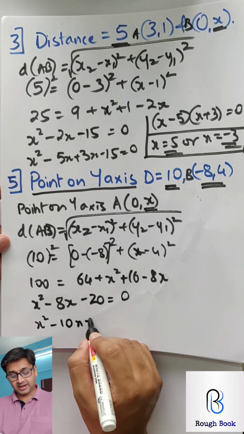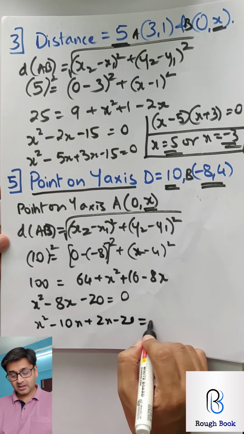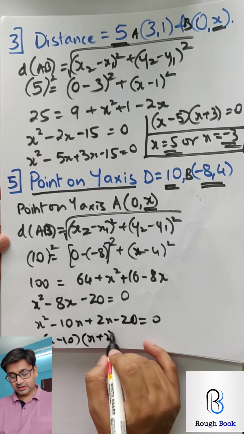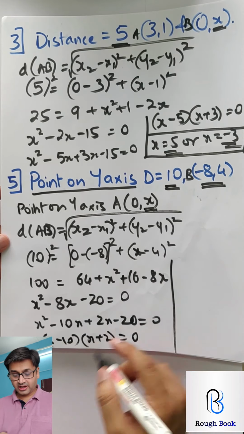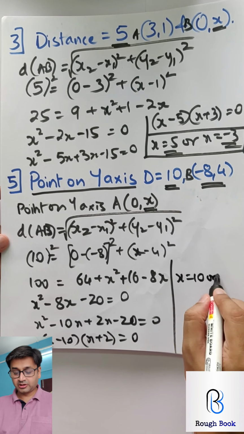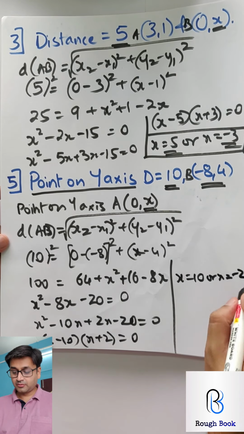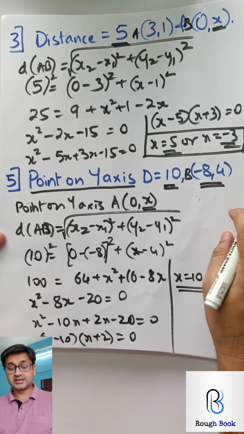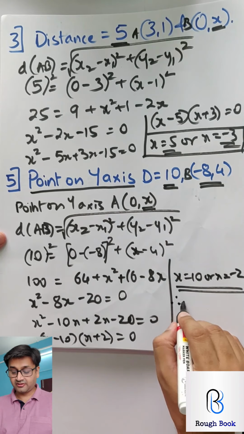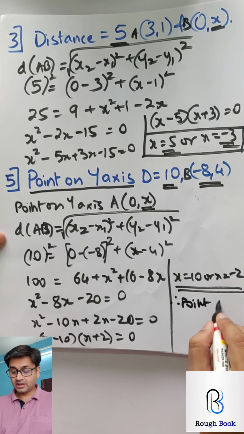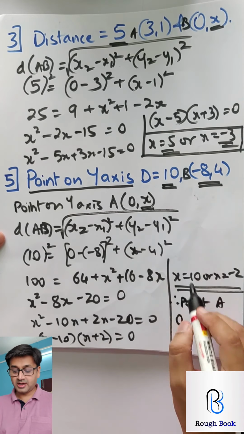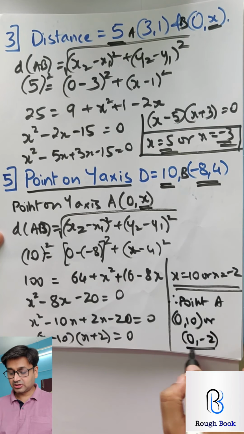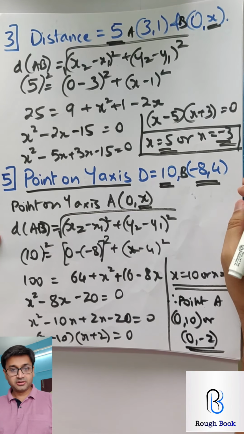Splitting the middle term, 10 2s are 20. So basically I will get (x minus 10) and (x plus 2) as 0. So therefore I can say x is equal to 10 or x is equal to minus 2. Both possibilities are there. But this time they never asked you x, they asked you the point. So you say therefore point A can be 0 comma x, that is 0 comma 10 or 0 comma minus 2. Both possibilities.